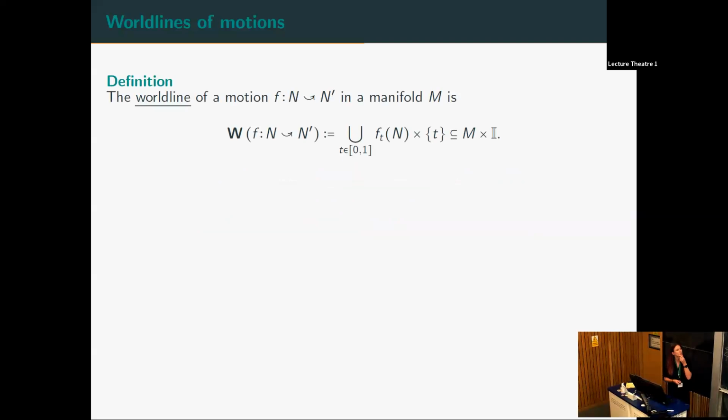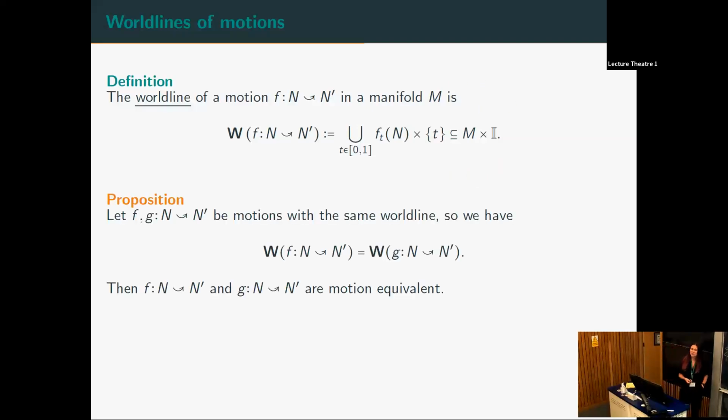So the first of these is using world lines of motions. So if we take a motion f from N to N prime, then we define the world line of this motion to be the union of all the f_t of N crossed with t. So we get this path expressing the motion of N inside M cross I. And so it's pretty straightforward to see that if motions have the same world line, then they will be motion equivalent.